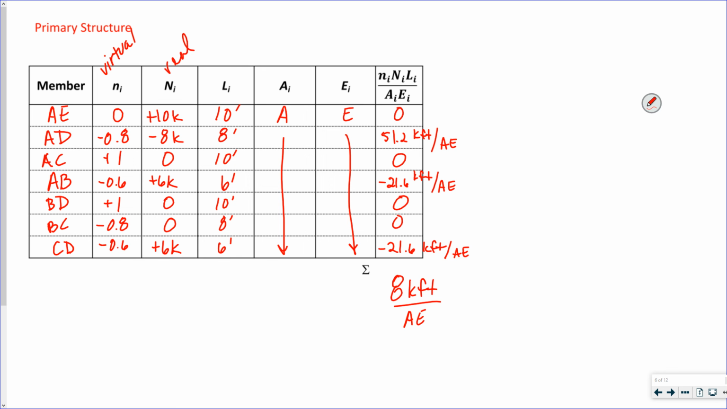So what was I doing all along? I was trying to figure out the deflection in member AC if it was cut, if there was zero force in it. So I know it's 8 kip feet per AE. If I wanted to find that actual number, I'd need to assume an A and an E. They should be dropping out though. So that is for my primary structure.